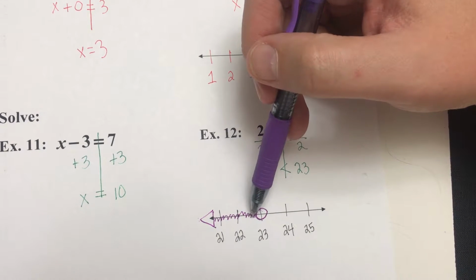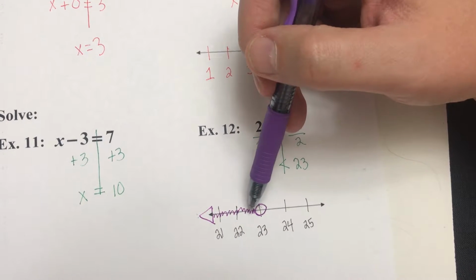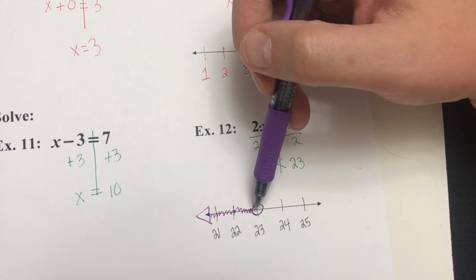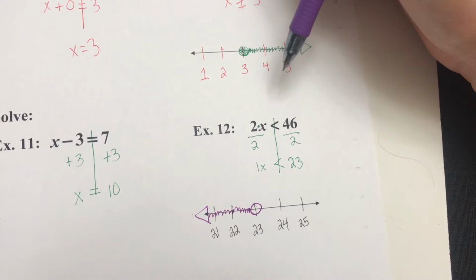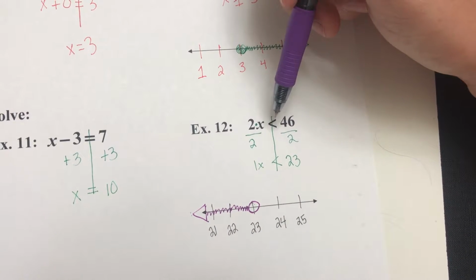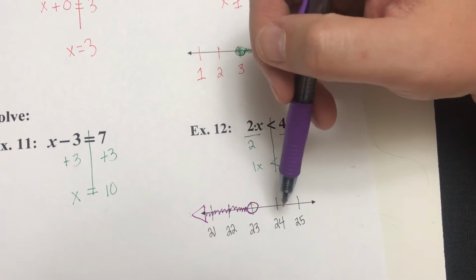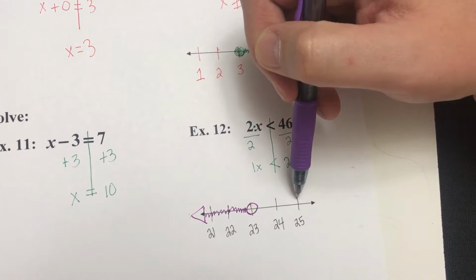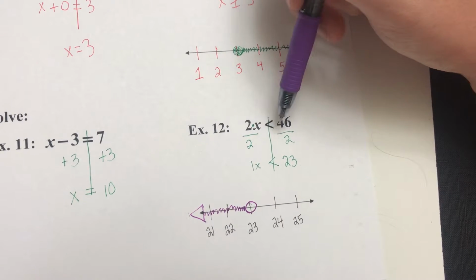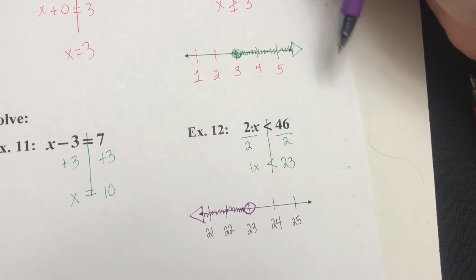Anything all the way up to 22.9, or even closer to 23, would make it true. 2 times 22.9, which is very close to 23, would be 45.8. And 45.8 is less than 46. Numbers that are above, such as 25: 2 times 25 is 50, and 50 is not less than 46. 50 is greater. Therefore, 25 is not part of the solution set.